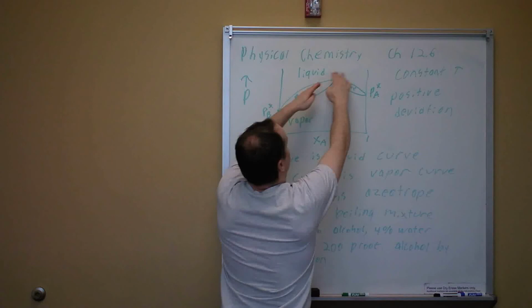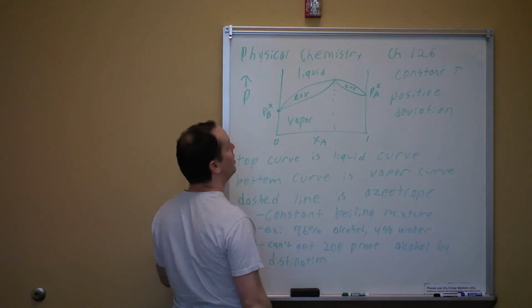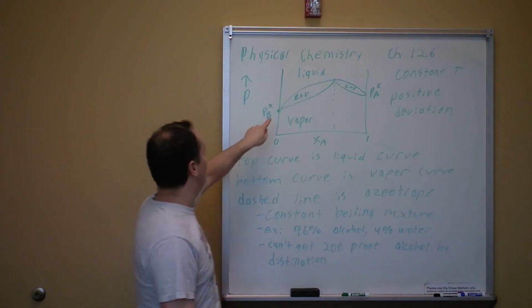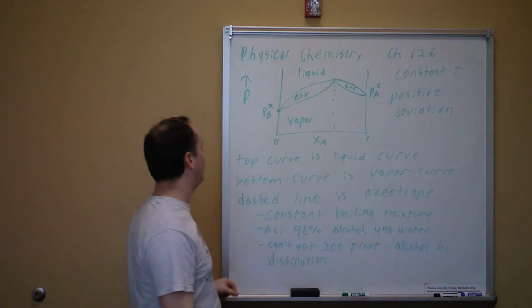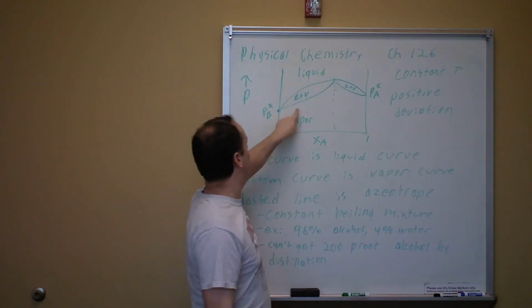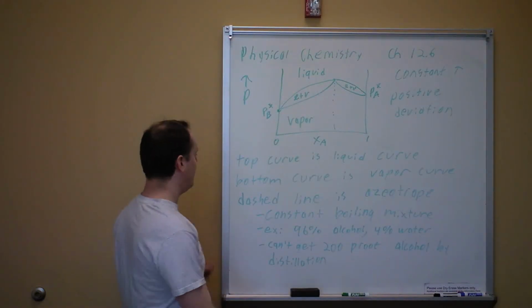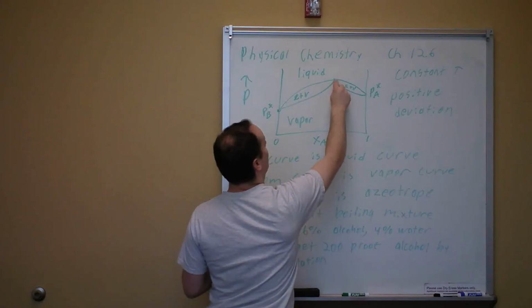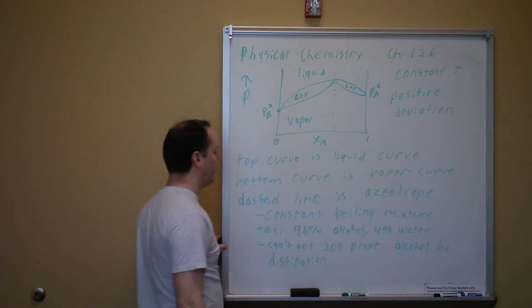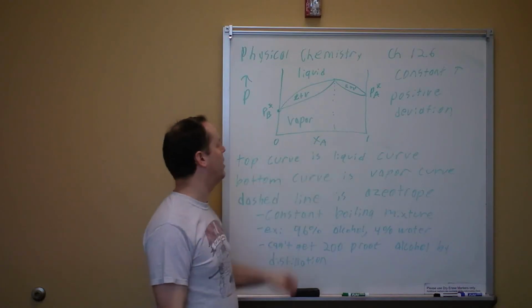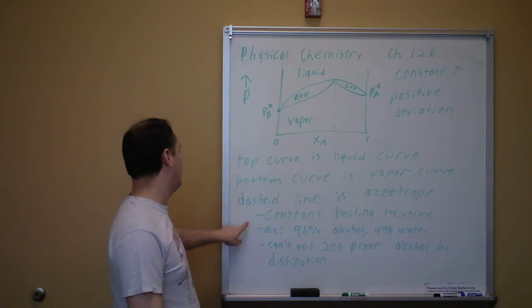So the way it bulges up like this is called positive deviation. I'll show you on the next slide what negative deviation looks like. So this whole top curve here, arching over, this is called the liquid curve. And then both of these curves down here, this is called the vapor curve. So this dashed line here, where it goes to this point, this is called the azeotrope, the azeotropic composition. It's a certain mole fraction.